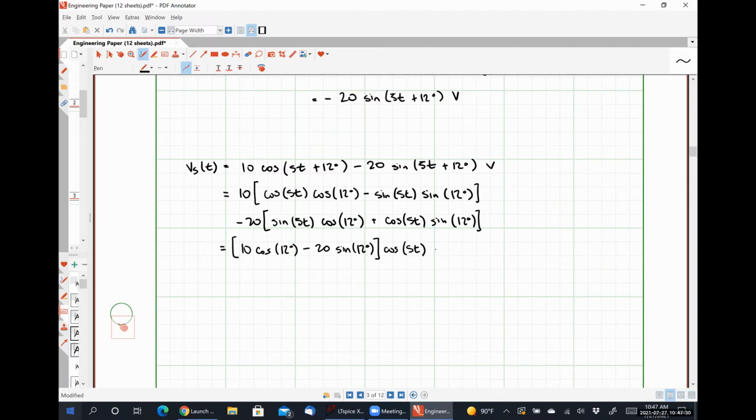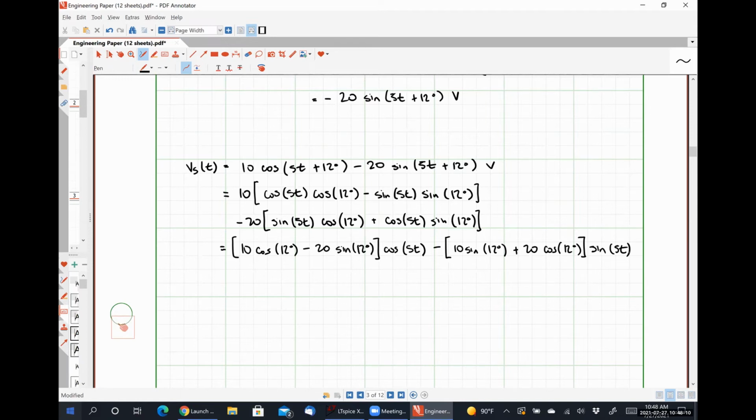Let's call it minus for now, but I might change my mind here. So I have 10 sine 12 degrees plus 20 cosine 12 degrees. And all of that will be multiplied by the sine of 5t. So let me just double check here that I got my signs correct.